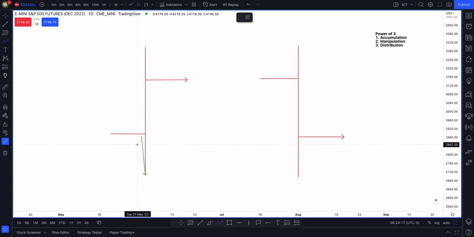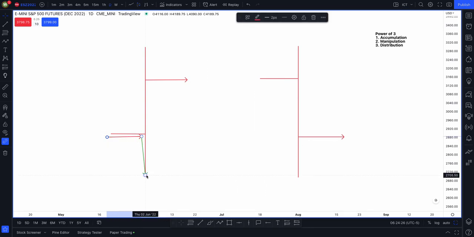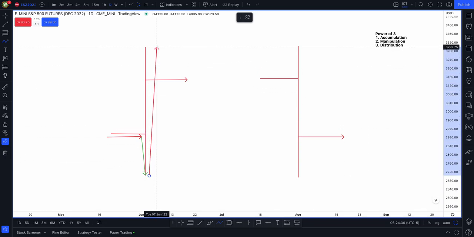So I will actually draw a few arrows for you guys. Again, we've got in red the accumulation. We've got the manipulation coming down in green. And then we have the distribution phase where price shoots up and shows its real move. I'm going to put that in blue. Now, once we see that and understand that, again, we know what's happened. Price has created a Judas swing, trapped everyone, and then pushed up and distributed its orders.